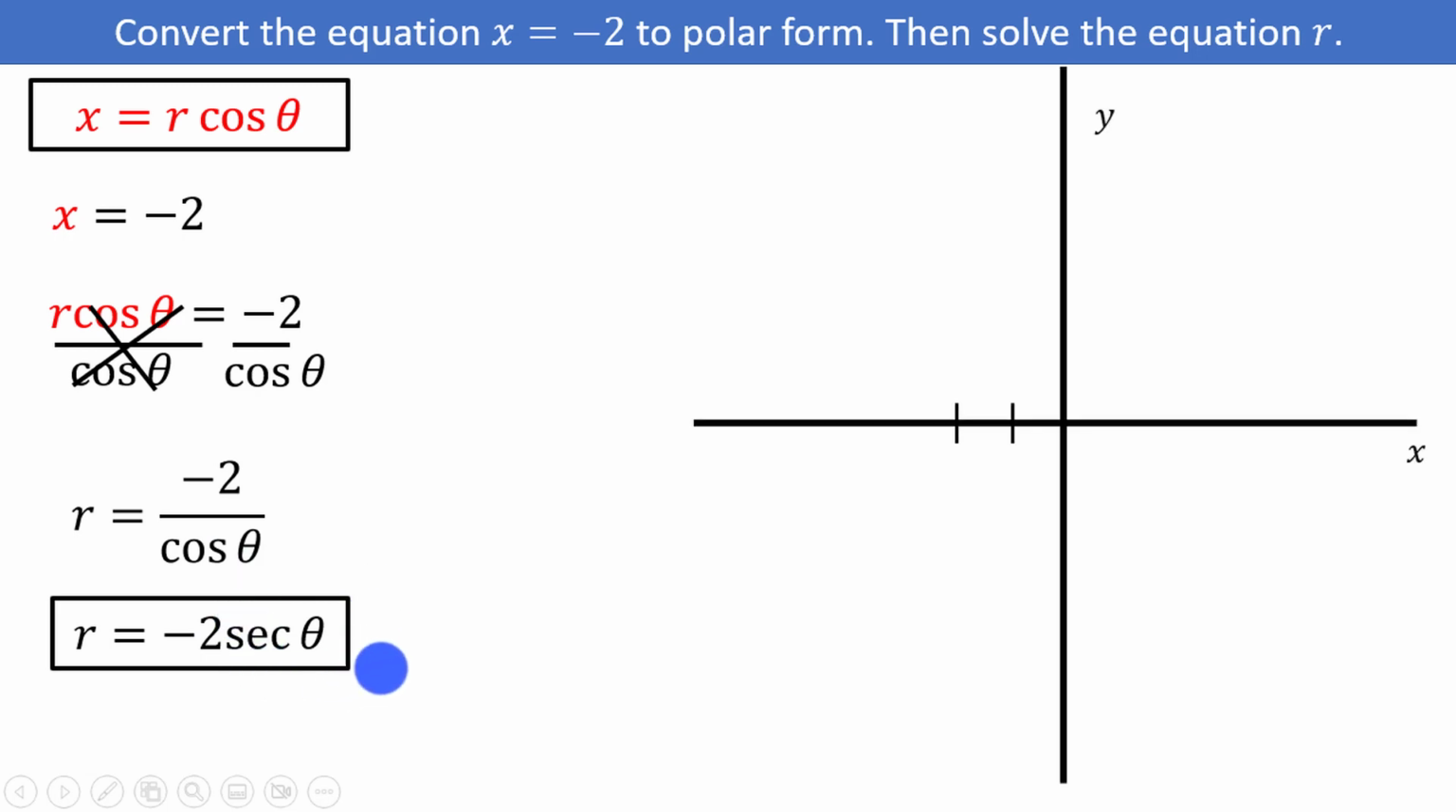What does this look like on the graph? Well, hopefully you know that x is equal to a constant is just a vertical line, just like we had a few problems ago. So this is going to be a vertical line at x is equal to -2.